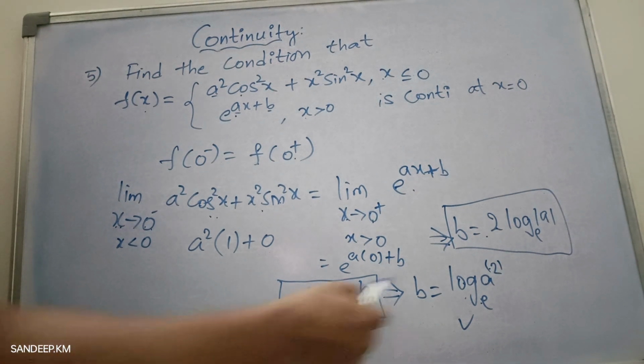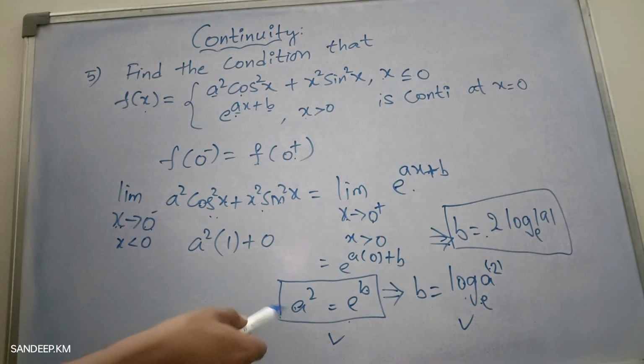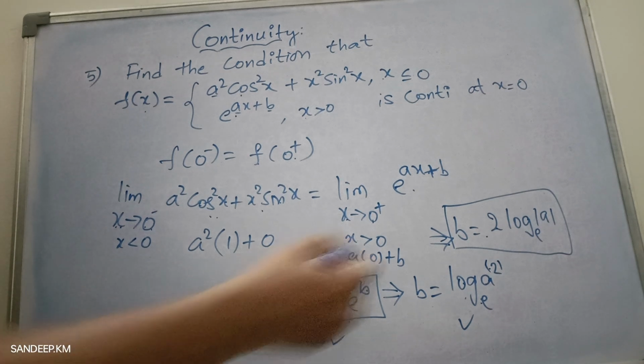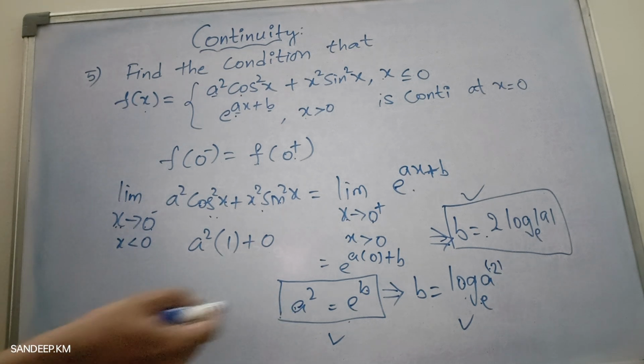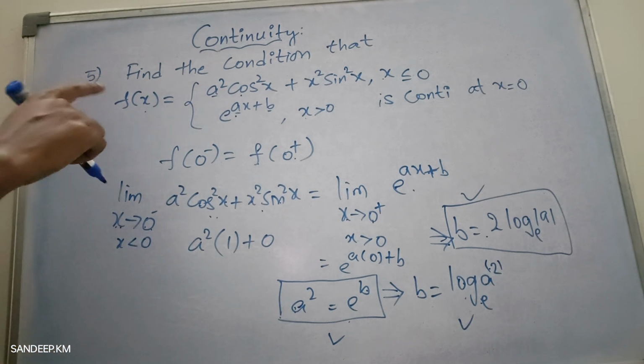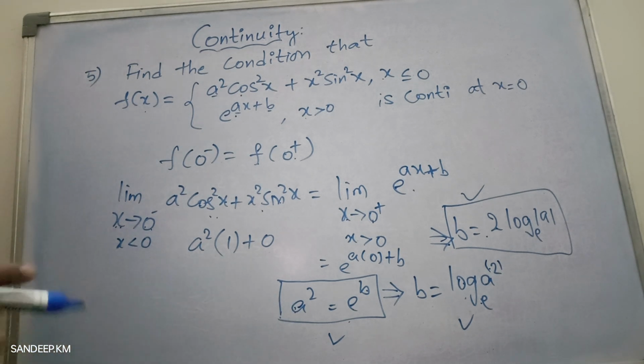Now all these three are correct. Sometimes in multi-correct questions also they can ask this, correct or not. So let me take this one, b is equal to 2 into log mod a base e. Even this answer can be correct. So this is the condition, dear students, if the function f of x is continuous at x is equal to 0. Okay, we'll see the next question.